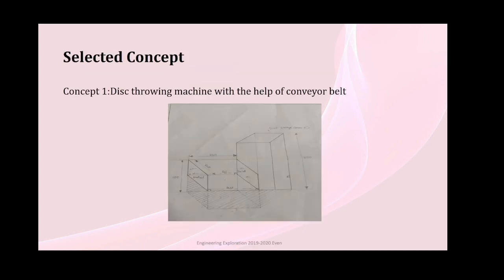Out of 4 concepts, our selected concept is the disk throwing machine with the help of conveyor belt, because the conveyor belt can increase the speed of the machine to throw the disk and also it can change the angle and also it moves in a smooth manner. The conveyor belt has the capability to throw the disk far and also we can change the angle in a smooth manner.